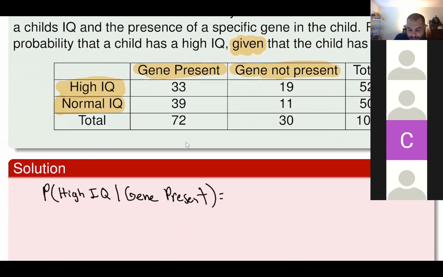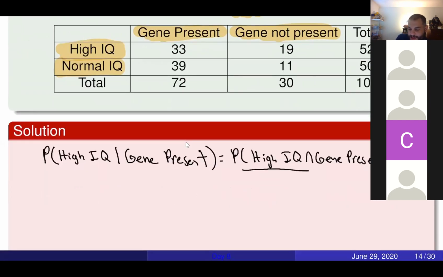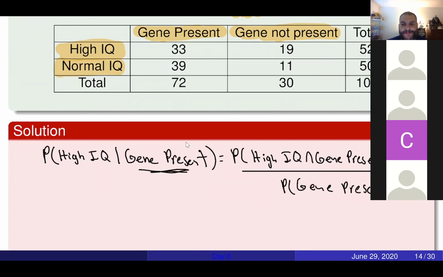All right. So for this one, what we have to do is find the probability they have a high IQ and the gene is present. And then you want to divide this by the probability of the condition. So the condition is that the gene is present. So you divide it by the gene is present. So I'm just using the formula right now. Everybody good so far with the formula setup? Yes, sir.